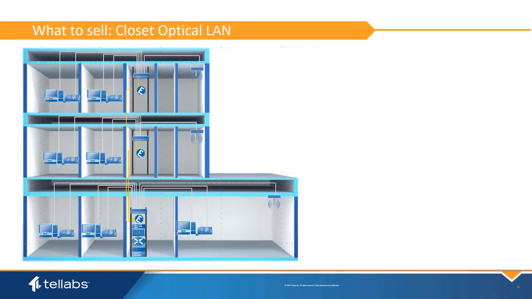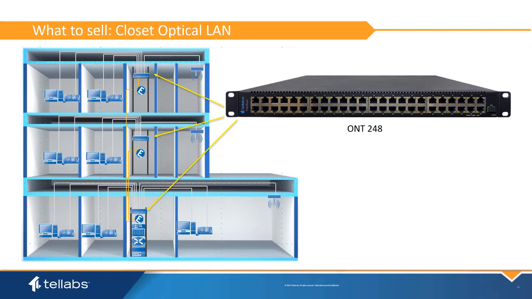With a closet-based optical LAN, high-density ONTs can be used in place of traditional access switches in the telecommunications closet. The last 100-meter Ethernet cabling drop to all the existing devices can then be reused.